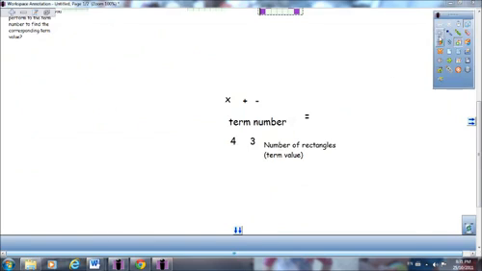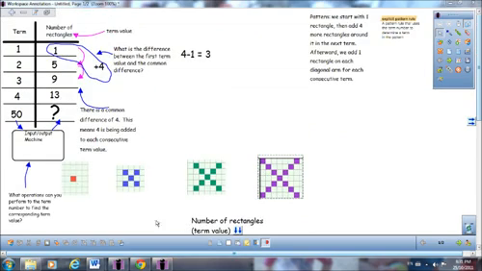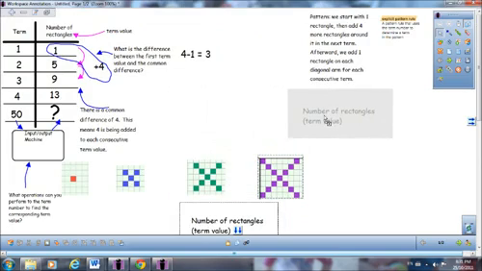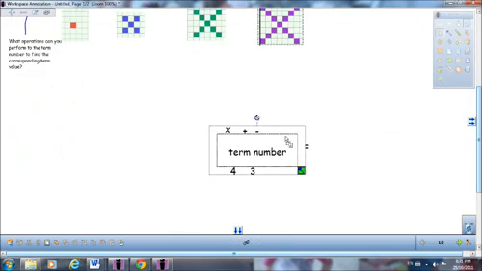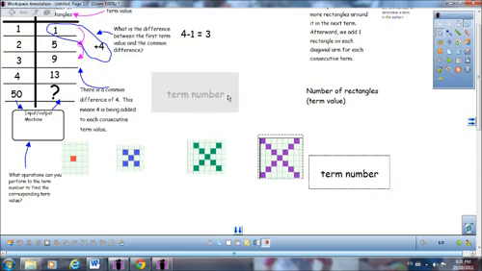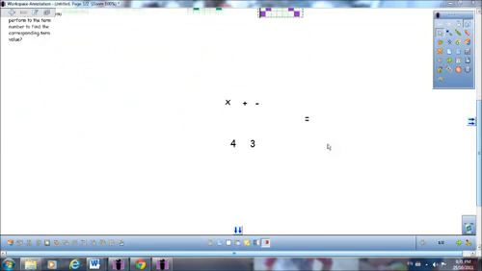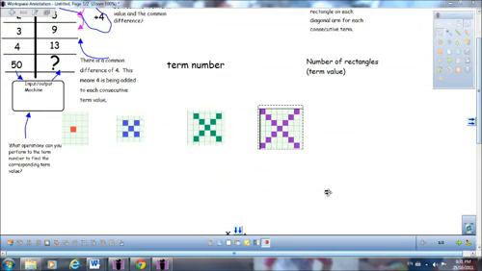And when you create an explicit pattern rule, you need to do the following. Again, we're trying to find out which operation would run this input-output machine. So we're going to try and find how we can use our term number to equal the number of rectangles, or the term value. We have to do something to the term number to give us our term value. What can we do to our term number so that whatever operation we do equals the number of rectangles?